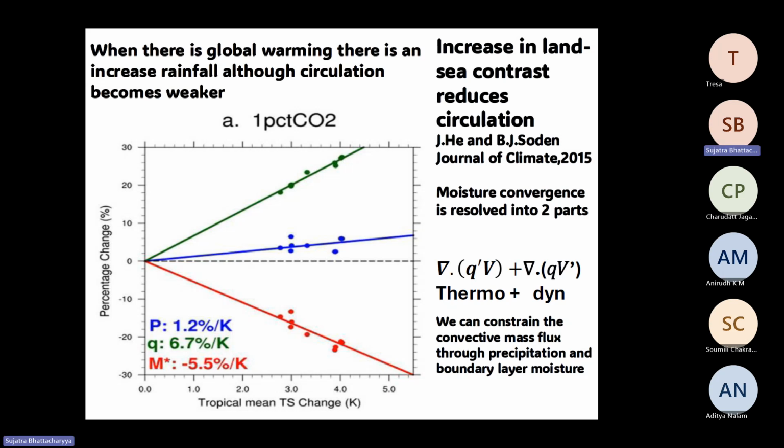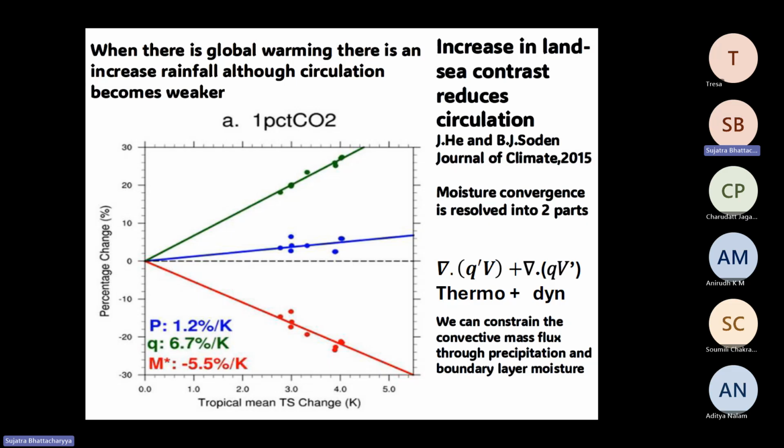Circulation is weakening. This is the point I want you to remember, because we have been taught for 100 years or longer that land-sea contrast drives the circulation. If that is true, the land has been warming much faster than the ocean over the last 50 years, because land has a low heat capacity. That has not increased circulation, that has decreased circulation. So that straightaway knocks out any attempt to connect circulation to land-sea contrast. And what is limiting the rainfall from increasing at this rate is that moisture convergence is going down. Just because the moisture available is going up does not guarantee you get more rainfall.